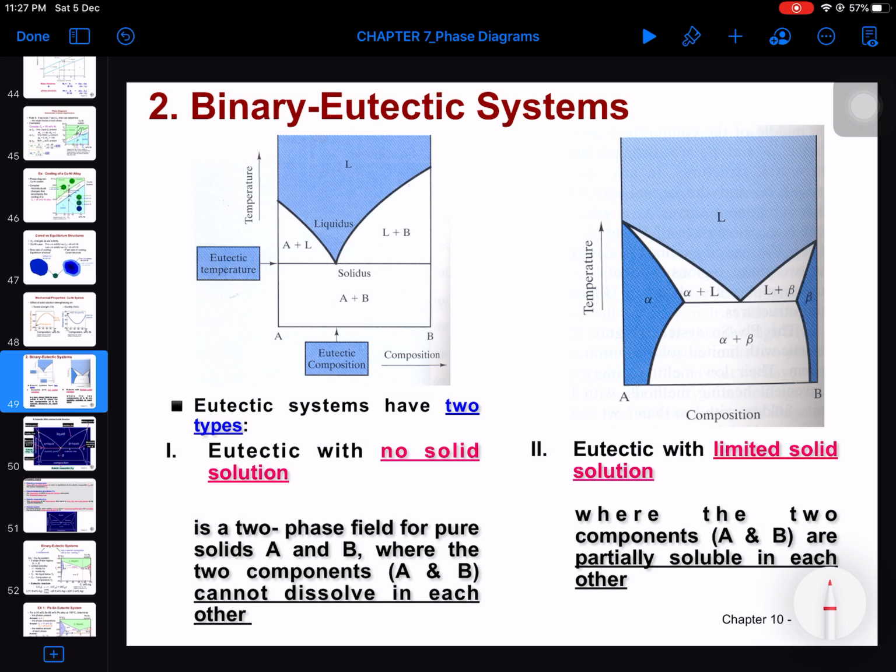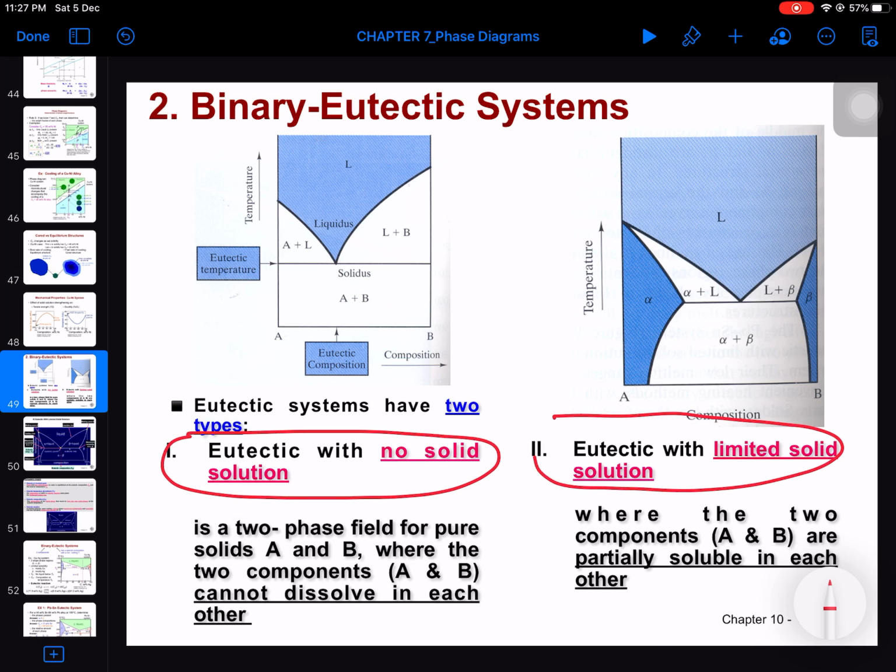Alright, so now let's move on to the binary eutectic systems. As I've already mentioned, the binary eutectic systems can be divided into two categories. The first one is the eutectic with no solid solution, and then the eutectic with limited solid solution.